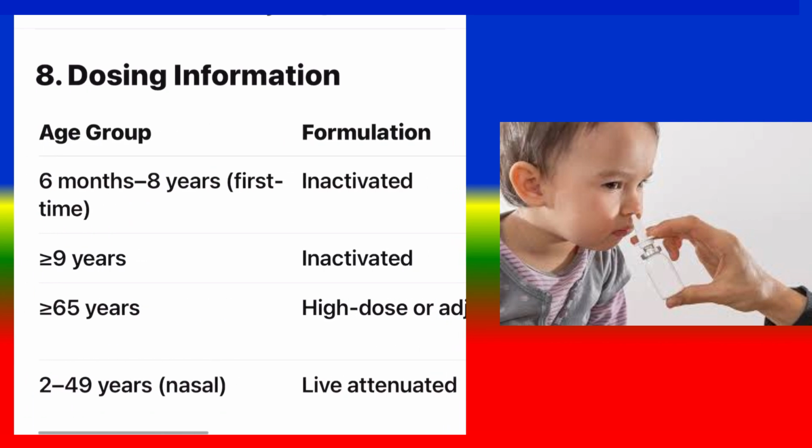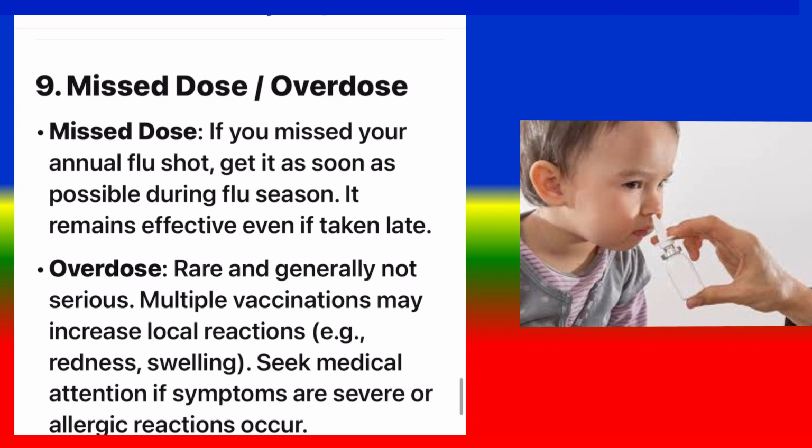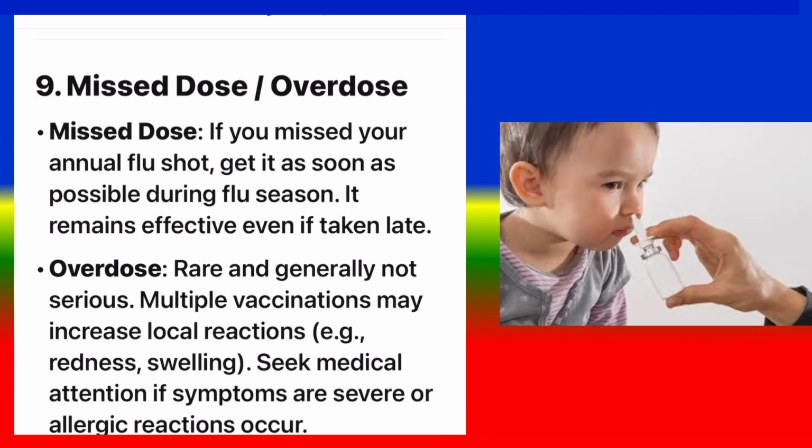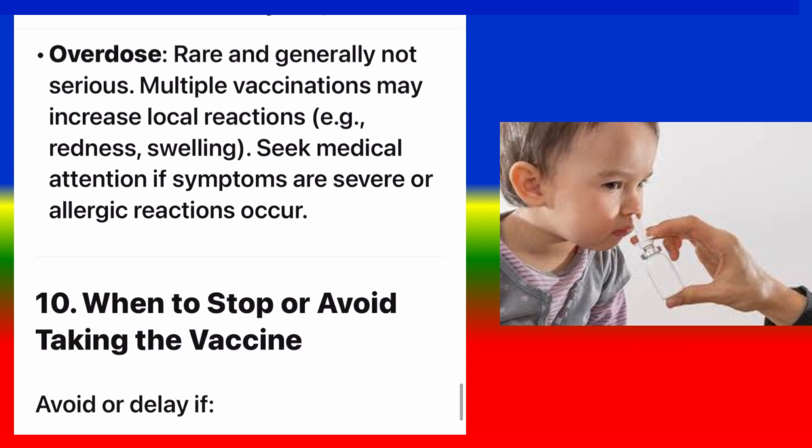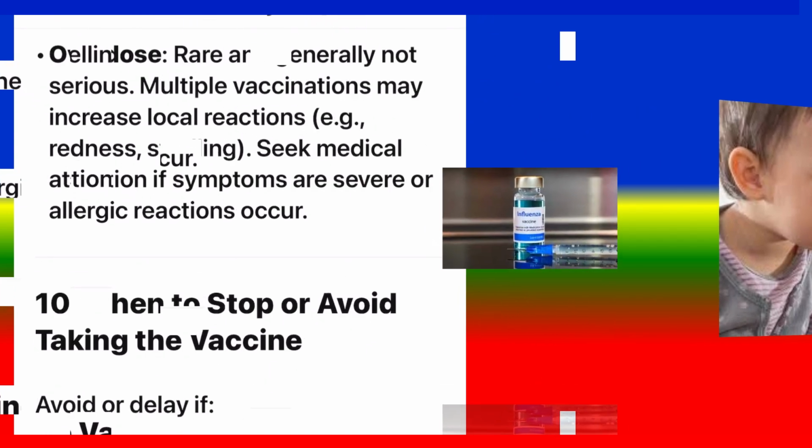9. Missed dose, overdose. If you missed your annual flu shot, get it as soon as possible during flu season. It remains effective even if taken late. Overdose: rare and generally not serious. Multiple vaccinations may increase local reactions, e.g., redness, swelling. Seek medical attention if symptoms are severe or allergic reactions occur.